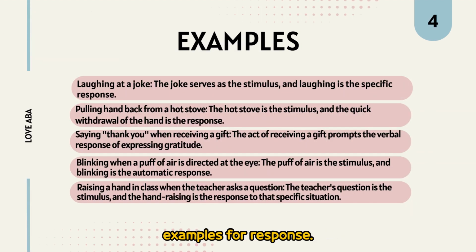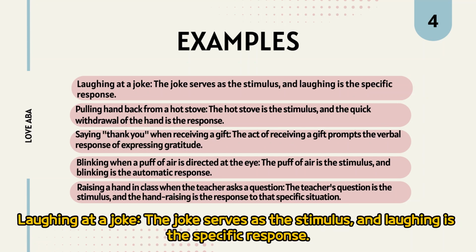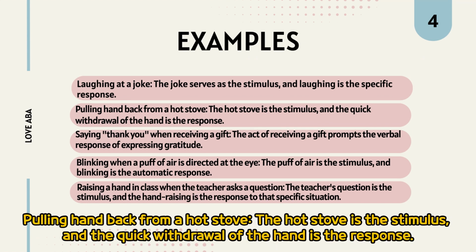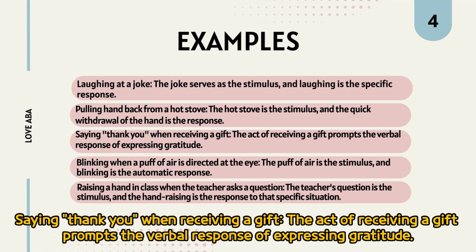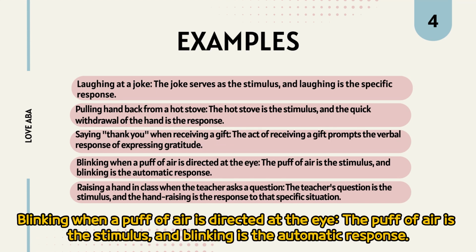Examples for response: laughing at a joke. The joke serves as the stimulus, and laughing is the specific response. Pulling hand back from a hot stove. The hot stove is the stimulus, and the quick withdrawal of the hand is the response. Saying thank you when receiving a gift. The act of receiving a gift prompts the verbal response of expressing gratitude. Blinking when a puff of air is directed at the eye. The puff of air is the stimulus, and blinking is the automatic response.